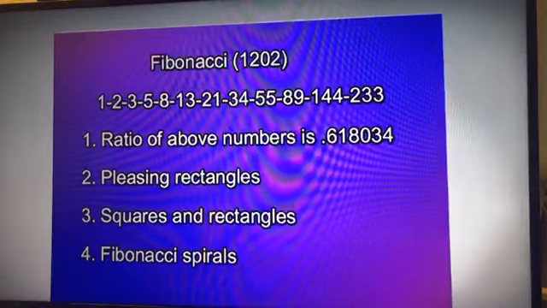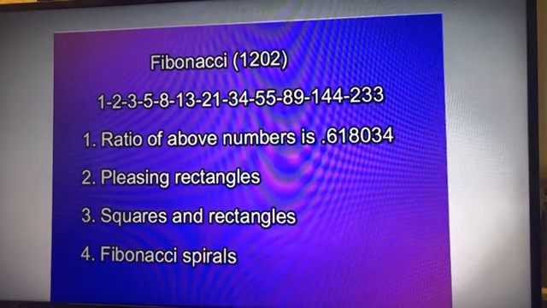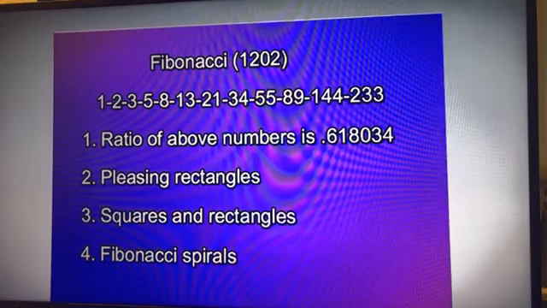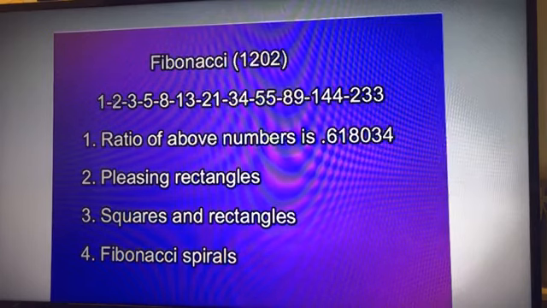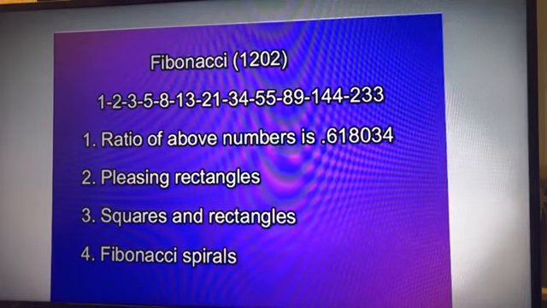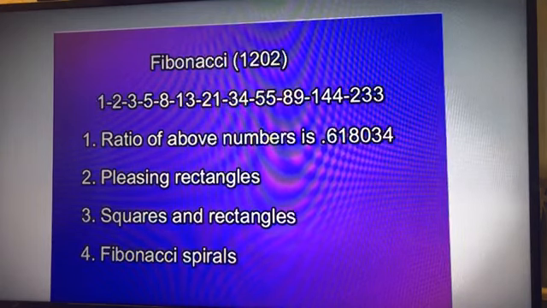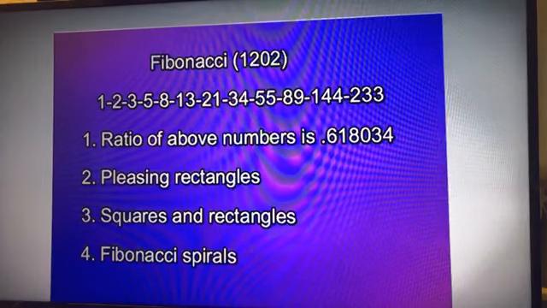8 plus 13 is 21. 13 plus 21 is 34. 21 plus 34 is 55, and so forth. That's called a Fibonacci sequence. If you divide the smaller number by the bigger number, in each case, you get a ratio of 0.6. And this has been used by architects, for example. It is sometimes called pleasing rectangles.